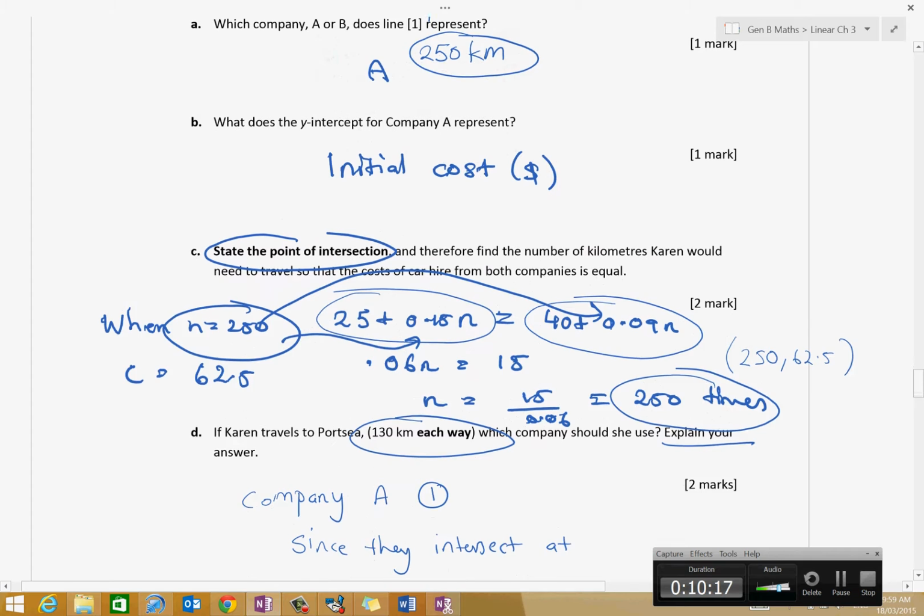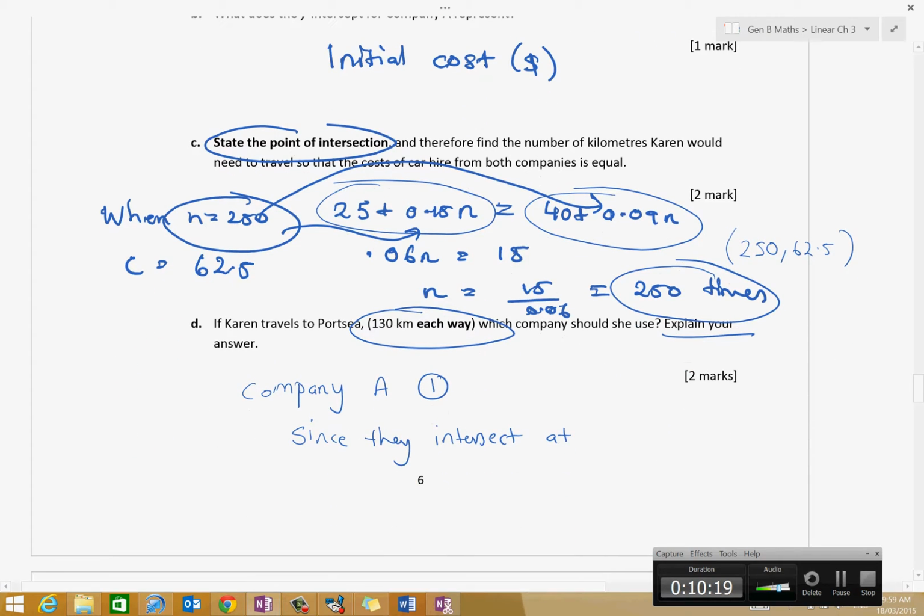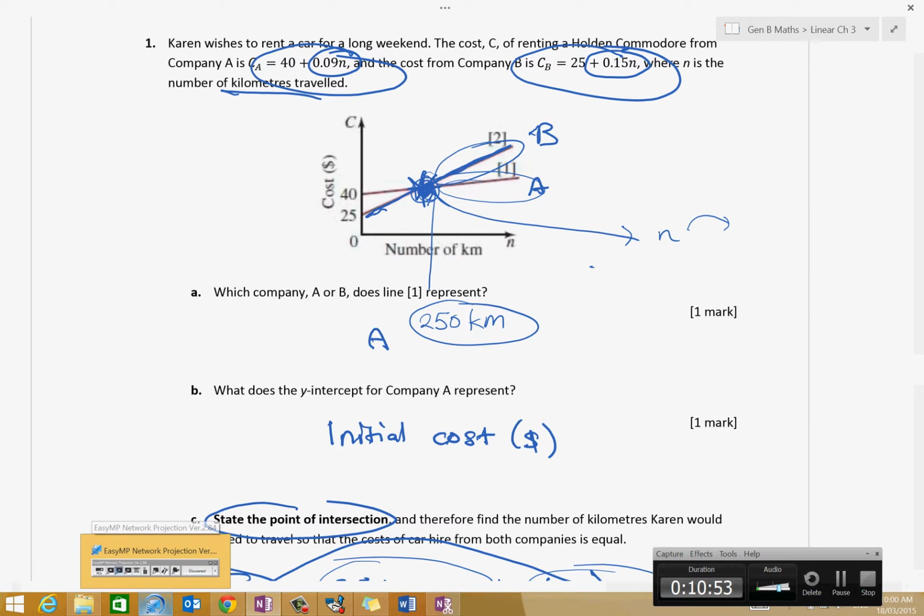So because this is 260 kilometres, since they intersect at 250 kilometres, and Company A has a smaller gradient. So after the point they intersect, that company is going to be cheaper for every kilometre after 250. Make sense? And they're going to be exactly the same cost at 250, at this very point of intersection here. Okay, this point here, that point there.